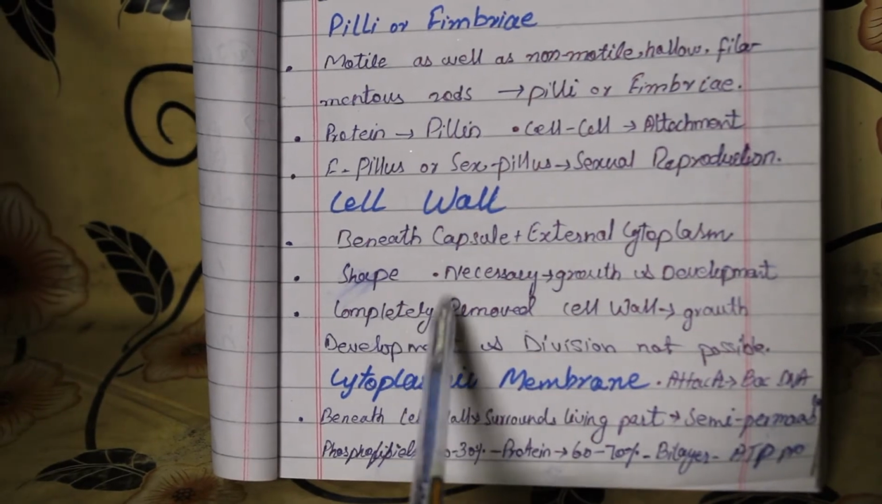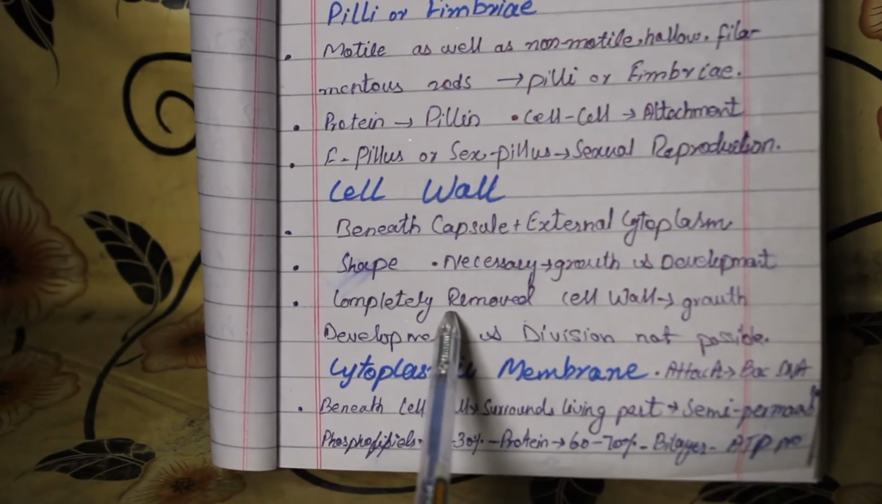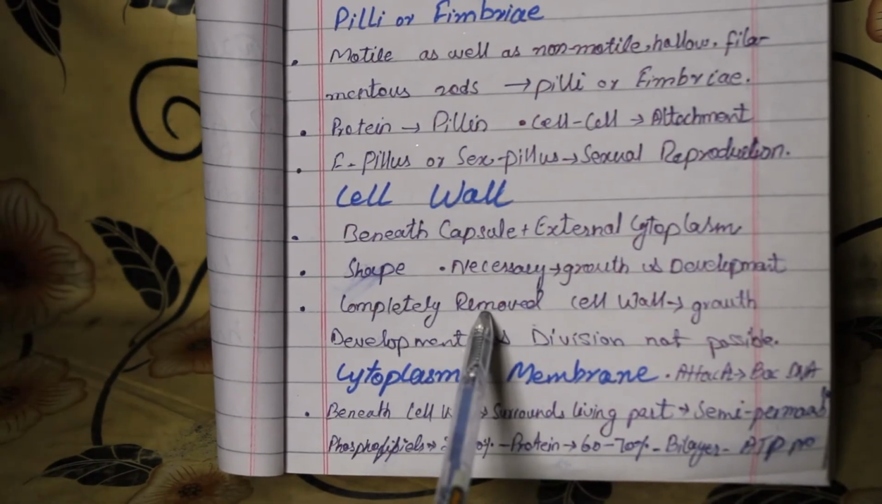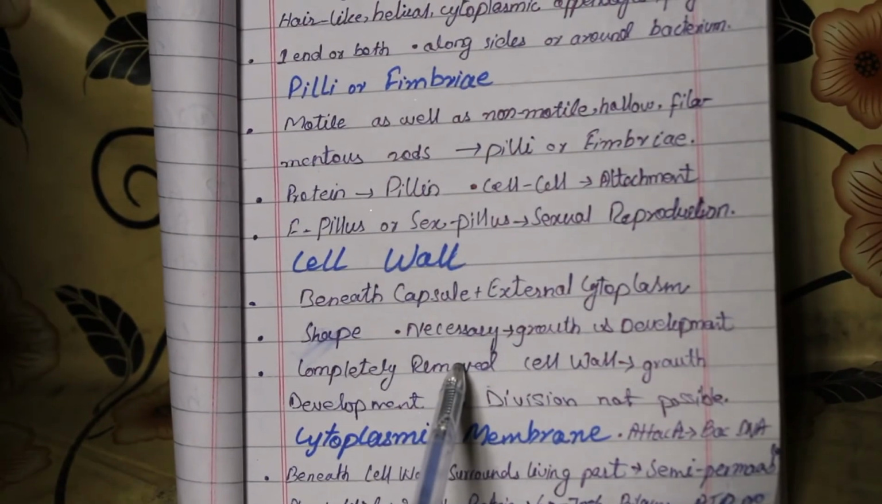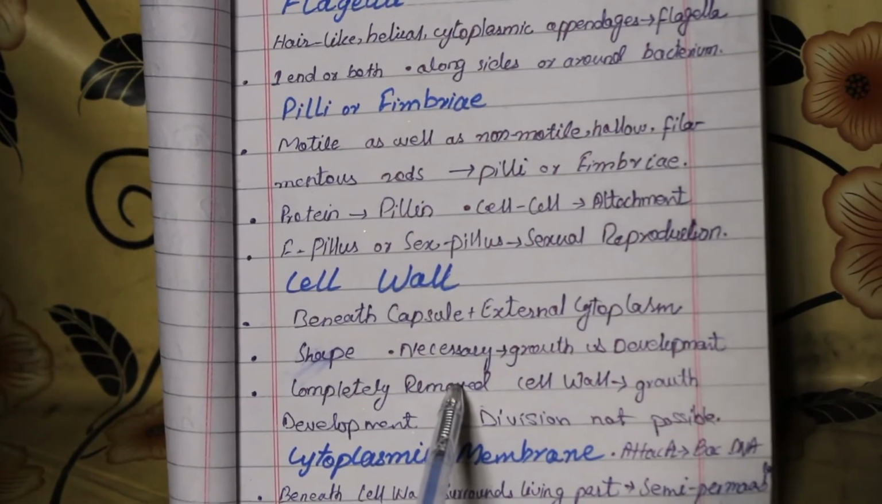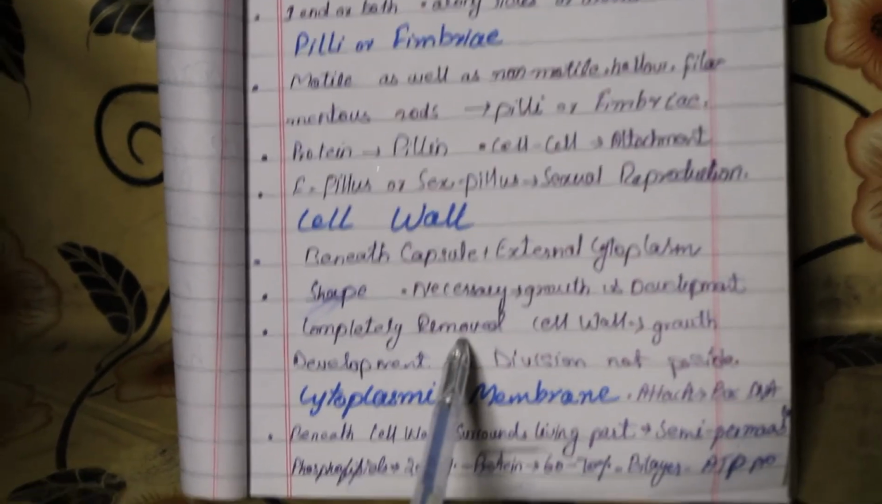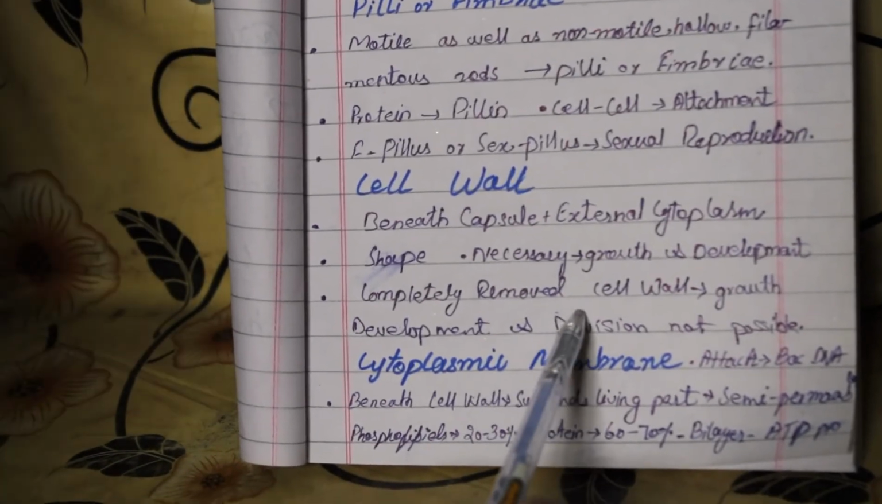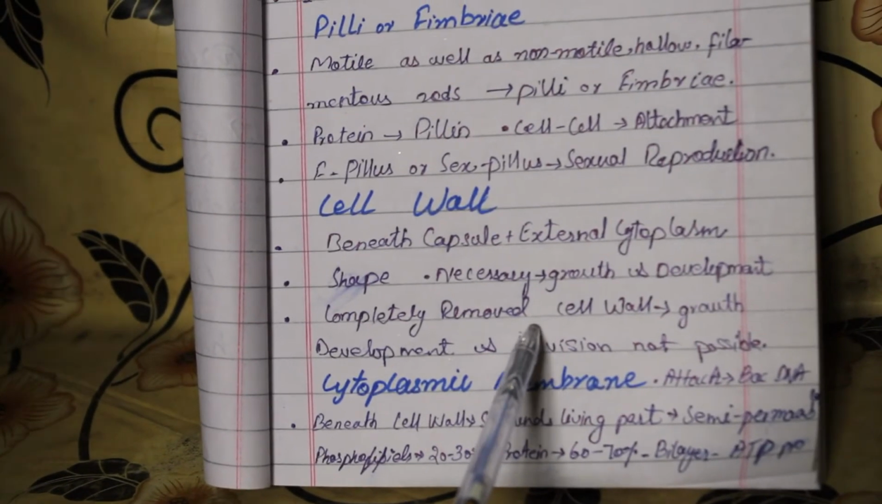Scientists removed the cell wall of bacteria, and they checked the growth and the development of that bacteria. The bacteria which had completely lost their cell wall were unable to grow and to develop. So that's why it is very important for bacterial growth, development, and division. This is not possible without the cell wall.